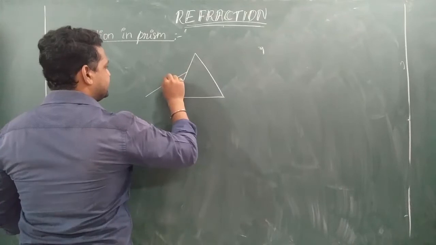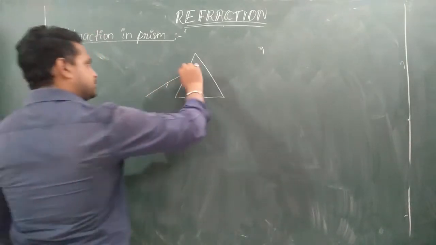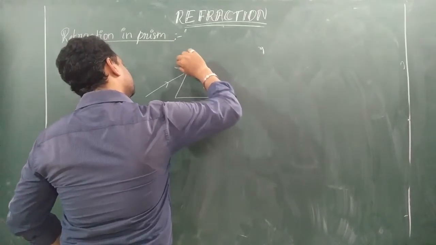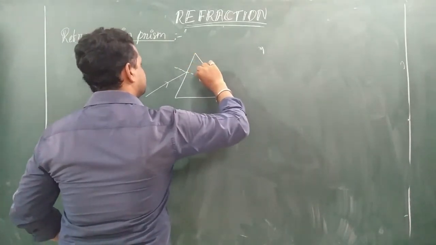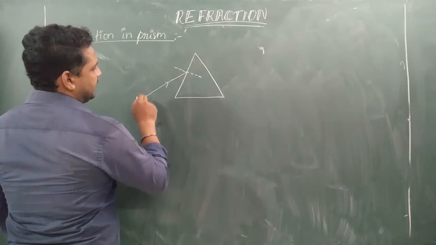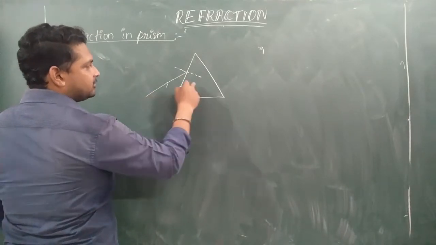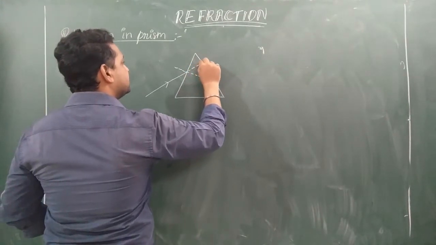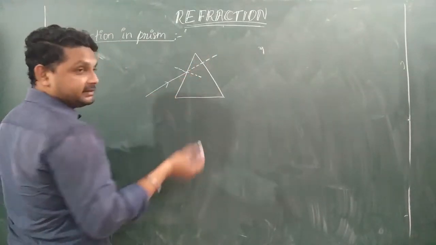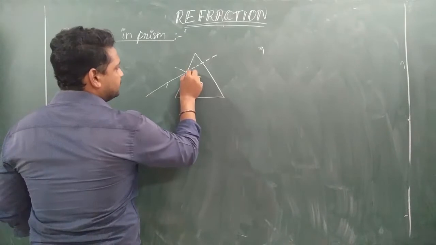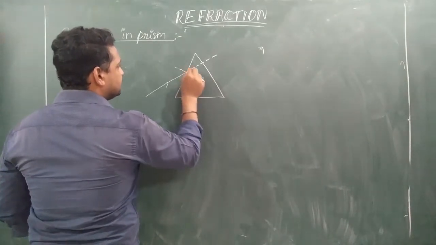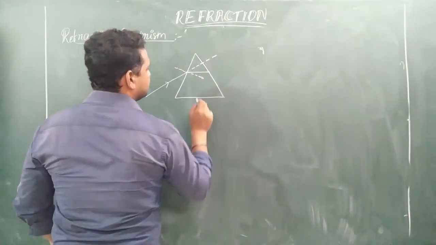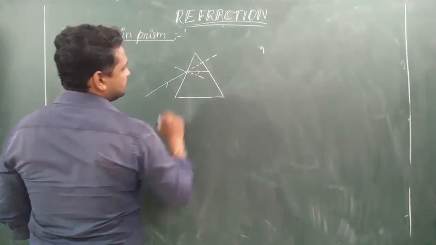This is the incident ray. So if we draw a normal here, this is the normal. The light is moving from a rarer medium, air, to a denser medium, glass. So instead of going in this path, what will happen? The light ray will deviate. It will bend towards the normal. It will move like this. That is, it can move parallel to the base.